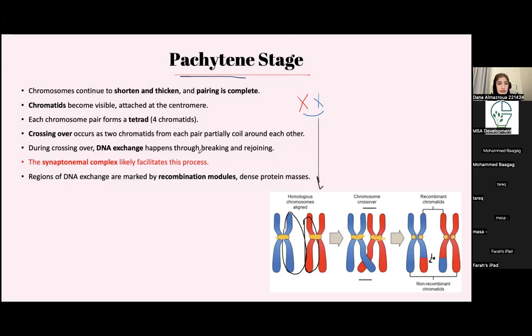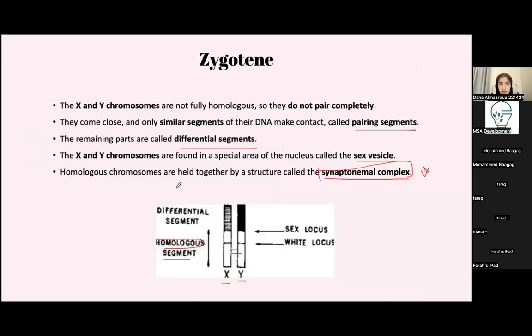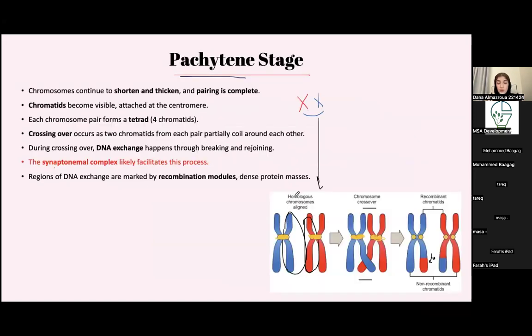During crossing over, DNA exchange happens through breaking and rejoining, which makes total sense. Now we have what is known as the synaptonemal complex. It facilitates this process. And remember the synaptonemal complex that I said here? It basically holds the structure close together. So crossing over would not happen if the structures were not close together.